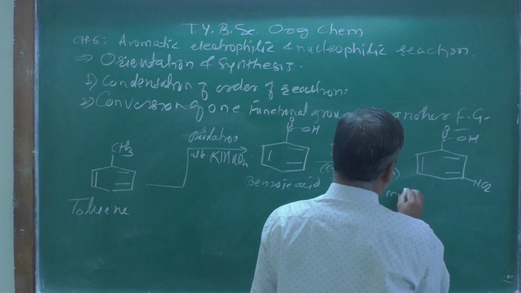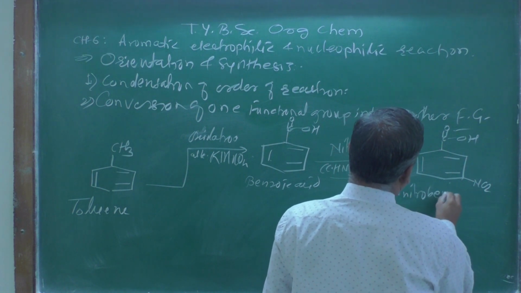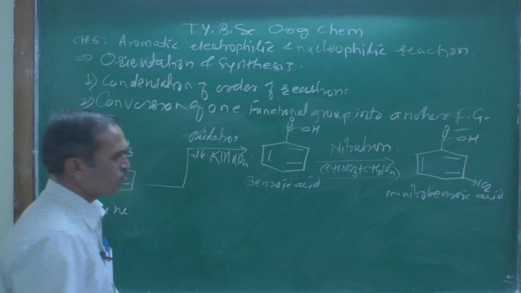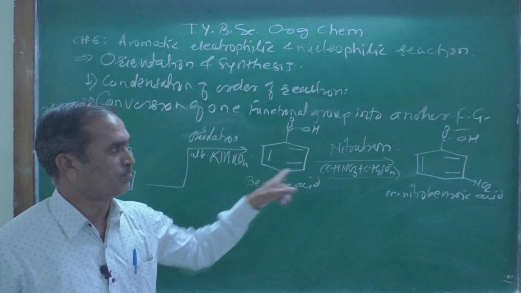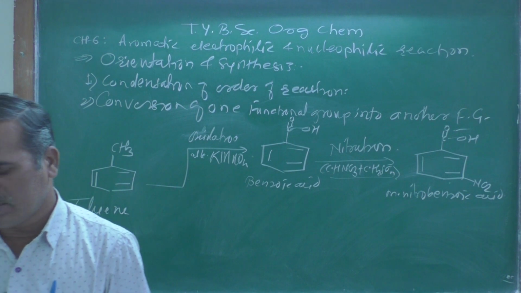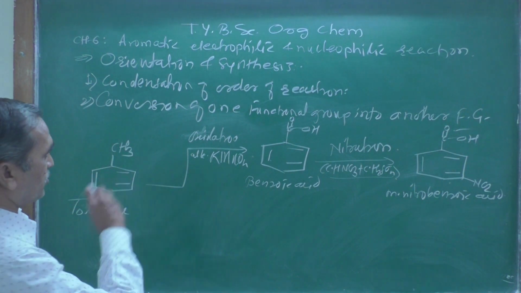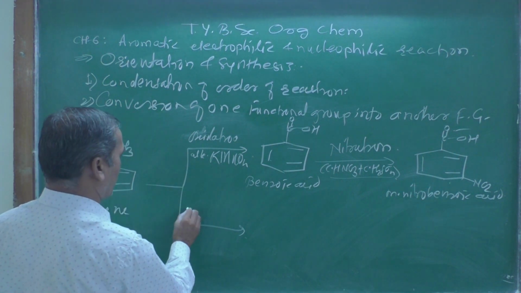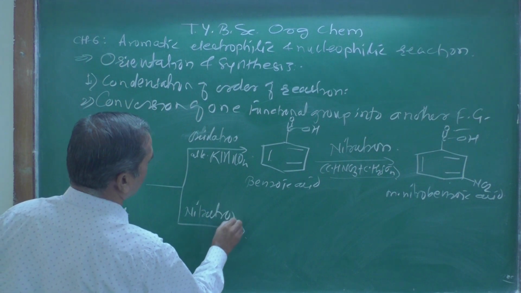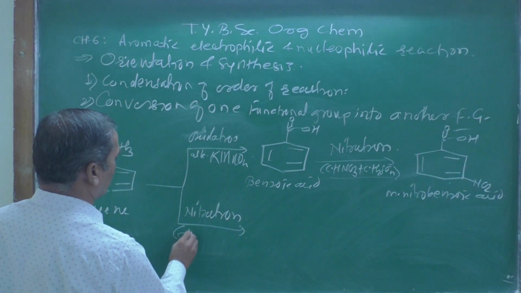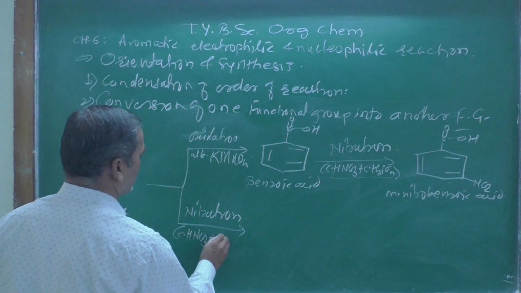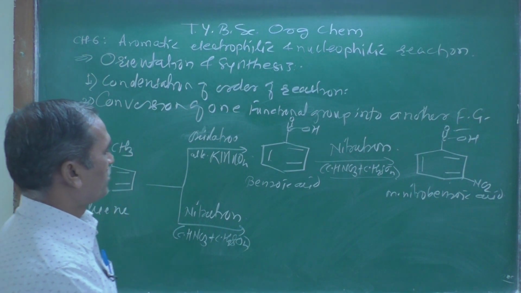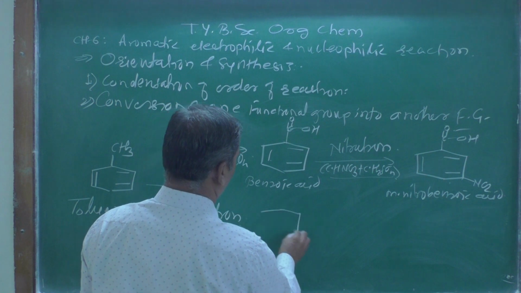This is called meta-nitrobenzoic acid. So this is the first route. If you do this, you will get this type of product. Suppose you carry out the nitration first, the nitration reaction. The first step is nitration, meaning the nitrating mixture, concentrated HNO3 plus concentrated H2SO4. What are you going to get? First, you are going to get a mixture of products, right?